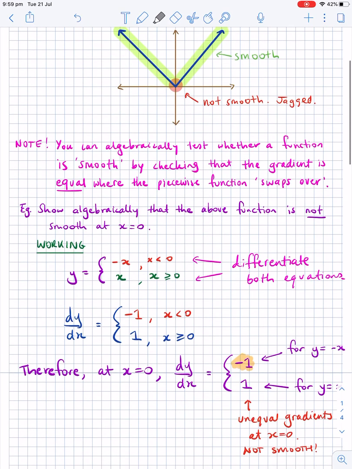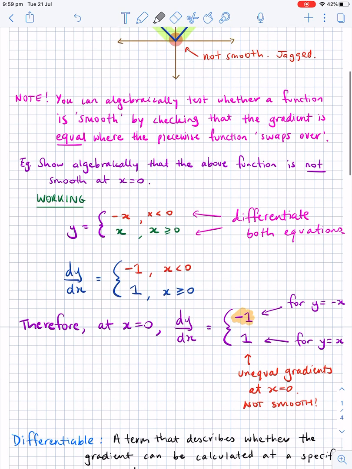So let's do an example. Show algebraically that the above function is not smooth. So how do we show this algebraically? Well, we're just going to take the derivative of both of these functions, because smoothness is all about showing that the gradients are equal. So the gradient of negative x is -1, and the gradient of x is +1. We can see that the gradients are unequal, one's -1 and the other's +1, for these functions when x is equal to 0 at this crossover point. So because these gradients are unequal, it's not a smooth function.